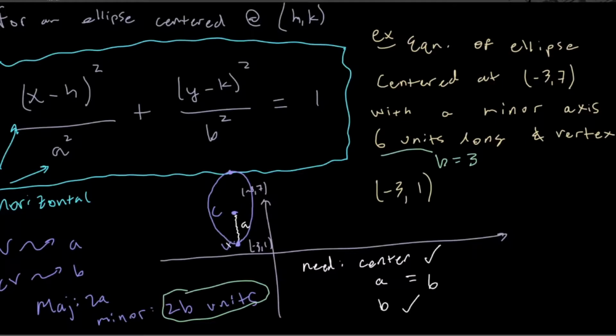You have a question, Graham? So we have the three pieces of information we need. Yes, exactly. The distance between the vertex and center is always A.